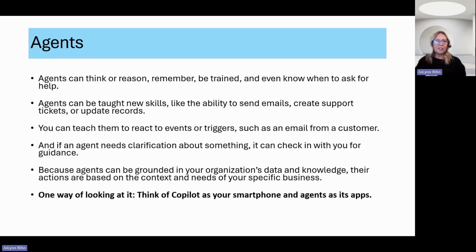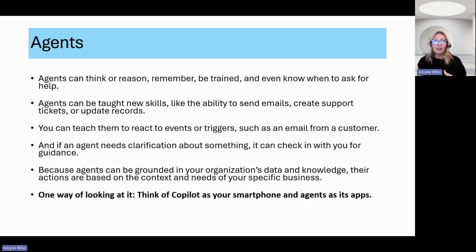Agents can be taught new skills like the ability to send emails, create support tickets, and update records. You can teach them to respond to events or triggers, such as an email from a customer. It can respond depending on the content of what came in that email, as long as we train it to do that. If an agent needs clarification on something, it's going to check with you for guidance, as I mentioned.